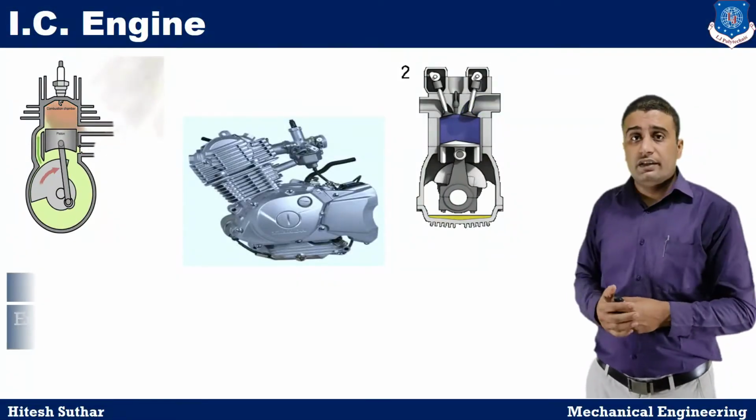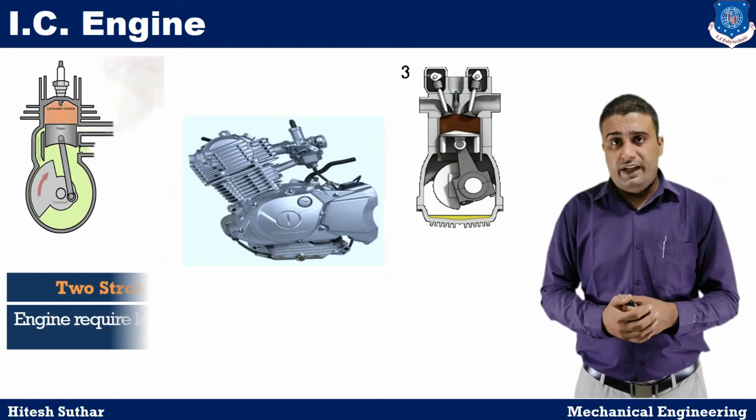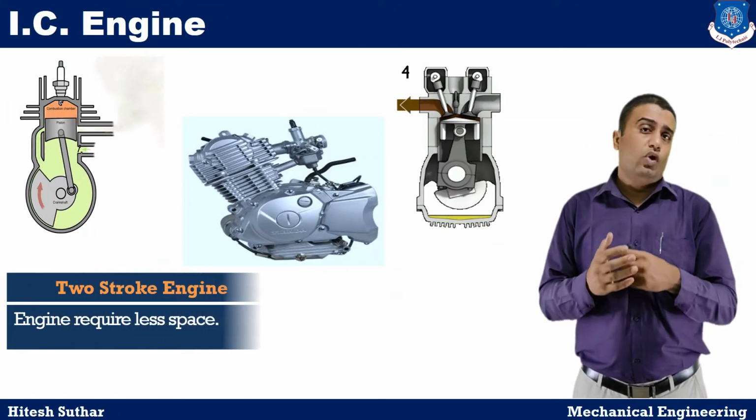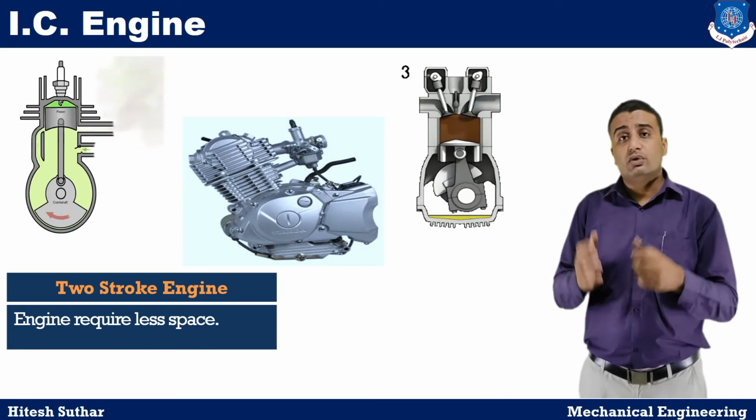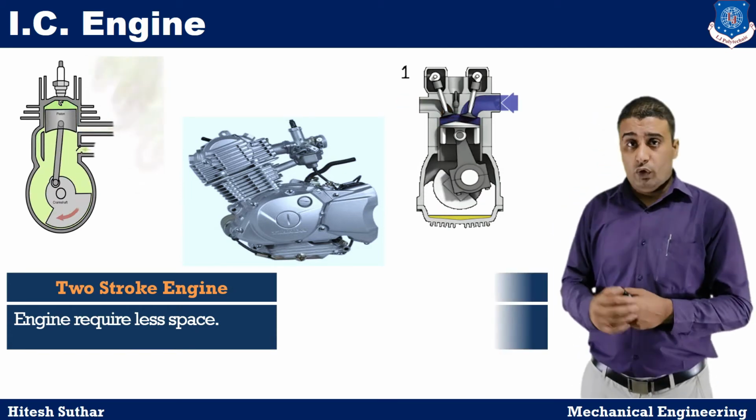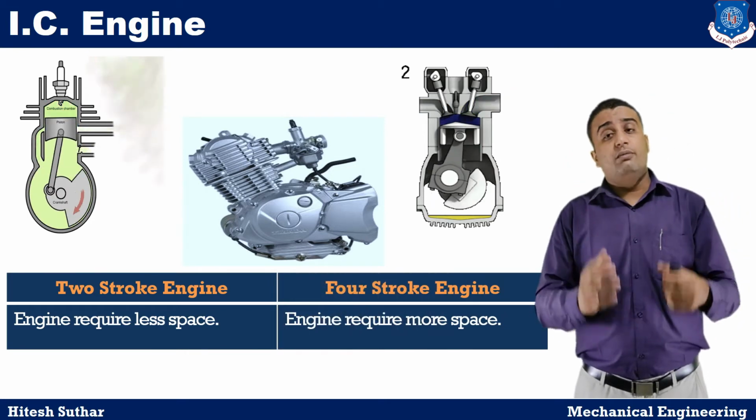In two-stroke engine, it requires very little space. As we discussed earlier, no valves or valve mechanisms, cam and follower are used in the two-stroke engine, so it requires very little space. While in the four-stroke engine, it requires more space.